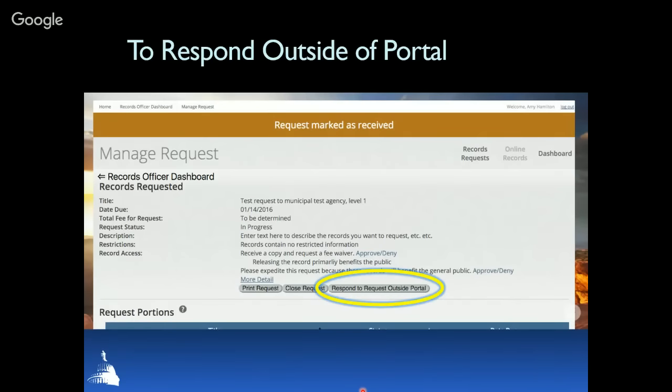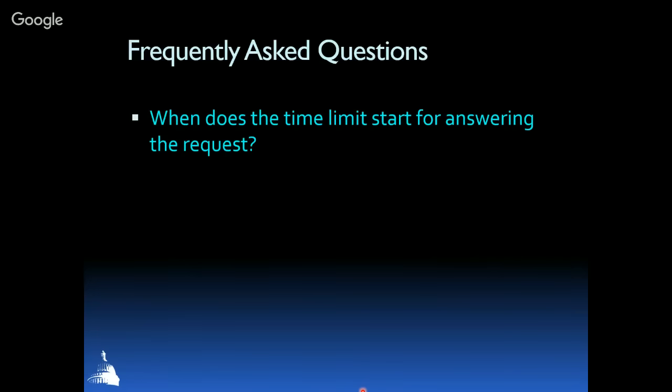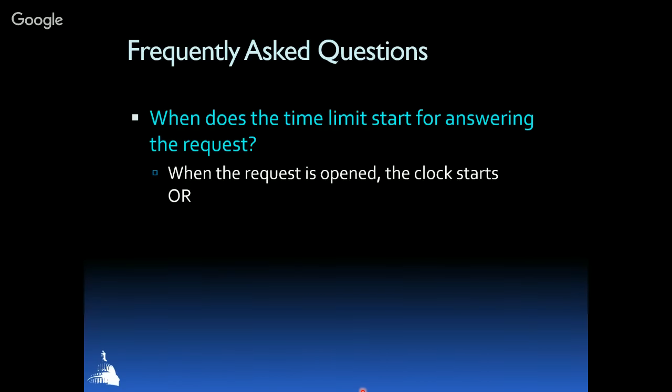This is what it looks like, and I'll show you that a little bit later as well, where if you just want to respond to the request outside of the portal, you just click the button that says respond to request outside of portal. When does a time limit start for answering the request? The time limit starts when the request is opened by you, the records officer. That's when it starts, not when you get the email or when the requester submits the request. It's when you open the request.